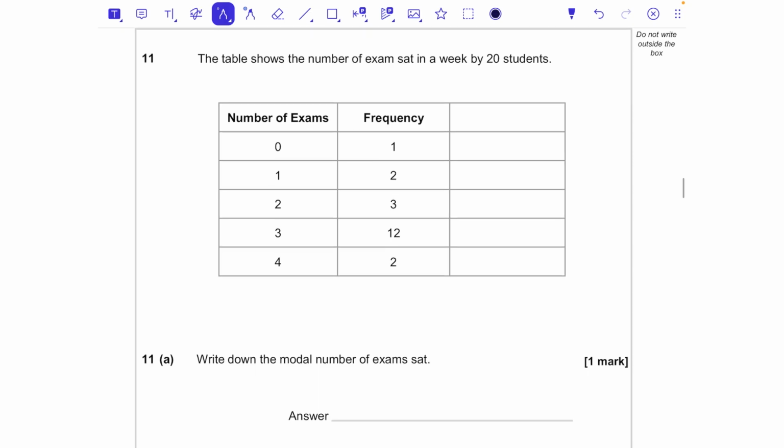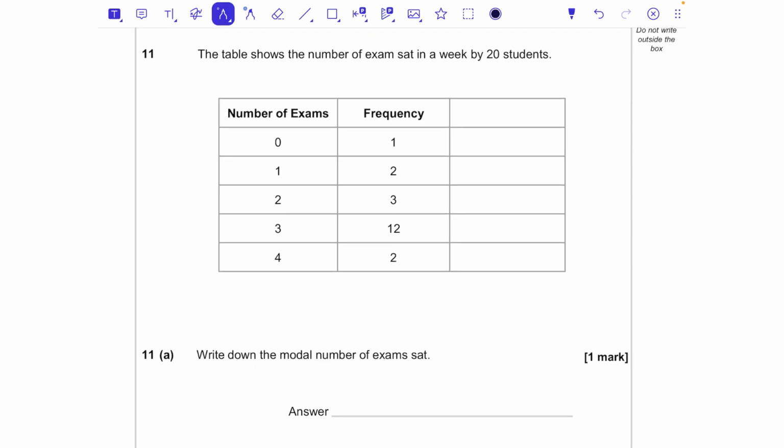Question number 11. The table shows the number of exams sat in a week by 20 students. Write down the modal number of exams sat. So the frequency is how many students sit that exam. So I've got one student sitting no exams. I've got 2 students sitting 1 exam. I've got 3 students sitting 2 exams.